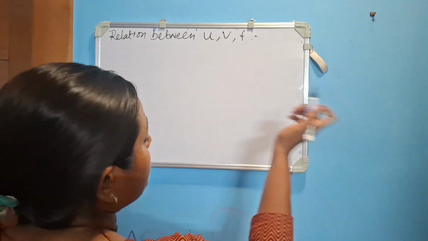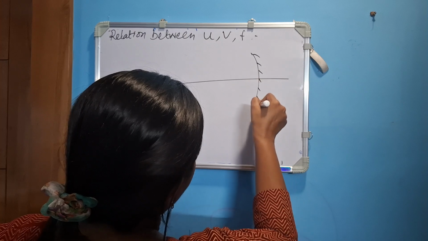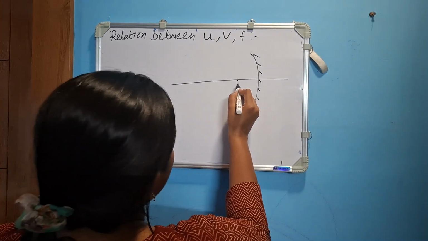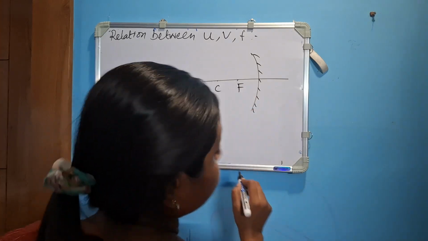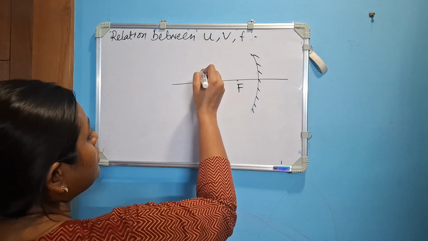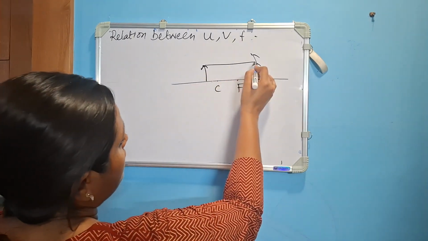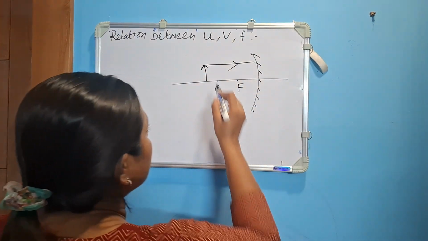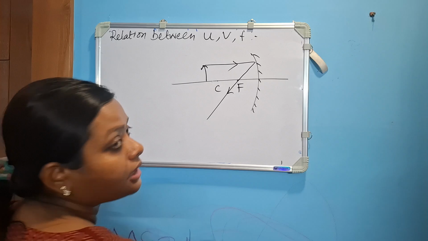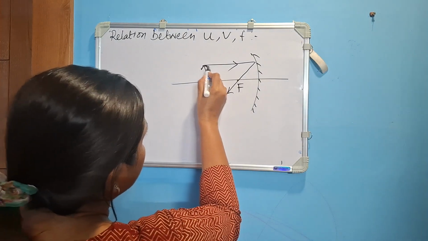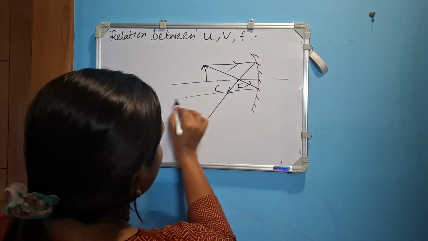So many image formations we have seen. Let's draw one figure for it. First of all, this is F and this is C. It has to be double. Now we are choosing one object beyond C. We are taking at least two rays. One is parallel to the principal axis, which after reflection will go through the focus, and another one we have taken which will pass through the focus first and then after reflection it will be parallel.